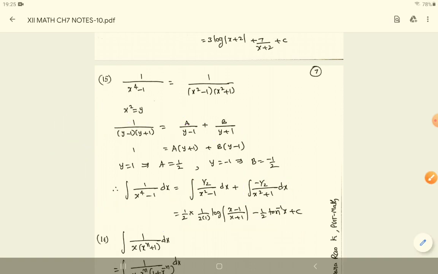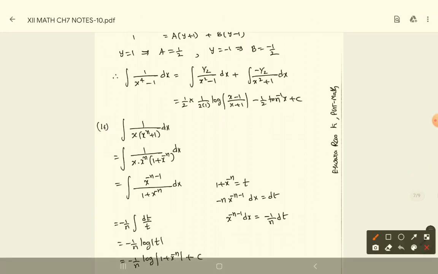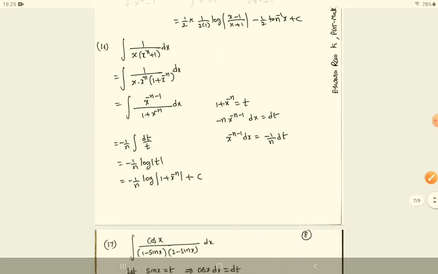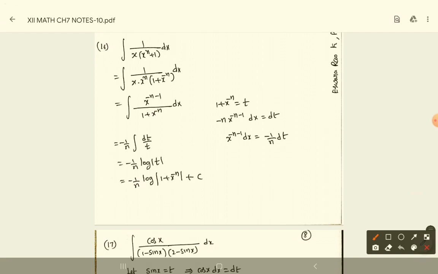Okay, now the another question is the 16th question, a first common question, means it is a special question. It is 1 by x into x power n plus 1 is given to us. So in the bracket, whatever it is there, take x power n common out. Then you get 1 plus x power minus n, because it is given that 1 by x into 1 plus x power n. Wait a minute.